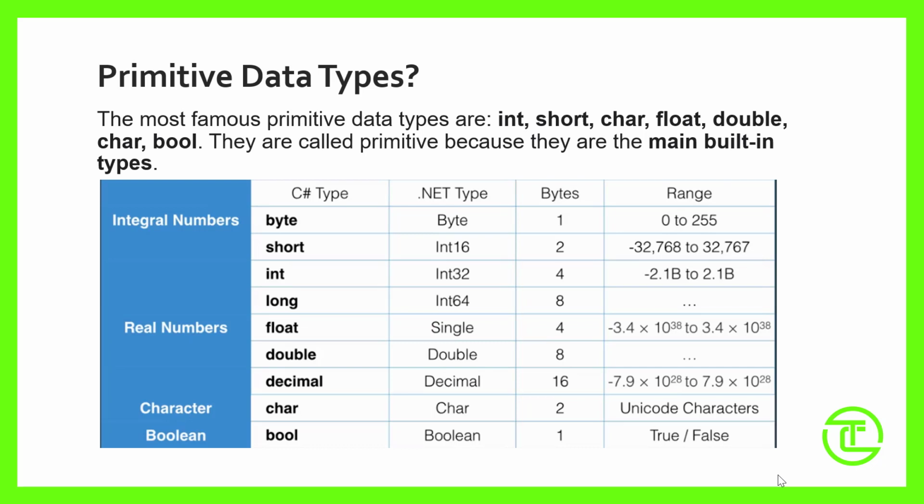I categorize the primitive data types into 4 parts. Number 1 is integral, number 2 is real, number 3 is character, and then boolean. In the first column you can see the C# type or C# data type keywords. The first column defines how we can declare a data type in C#. The second column is for .NET types. Each C# type binds to a .NET type when we compile the application. The third column represents how many bytes we can store for each data type, and the fourth column is for ranges. You do not need to worry about ranges, you can just remember the first 2 or 3.